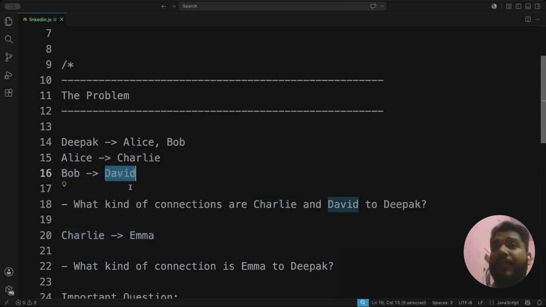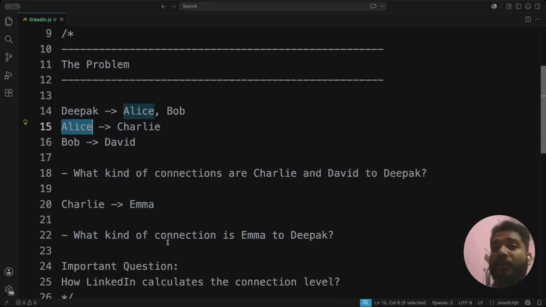Here, Charlie and David are my second connections because they are not directly my connections, but they are connections of my connections. Alice is my connection, Charlie is a connection of Alice, so Charlie is my second connection. David is a connection of Bob, and Bob is my connection, so David is also my second connection. And what about Emma? Emma is a connection of Charlie, but Charlie is not my connection. Charlie is a connection of Alice, but Alice is my connection. So Emma is my third connection.